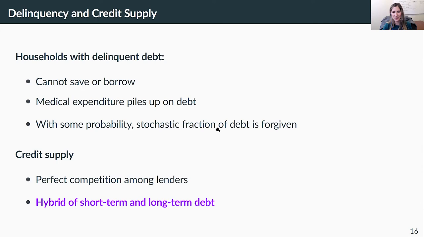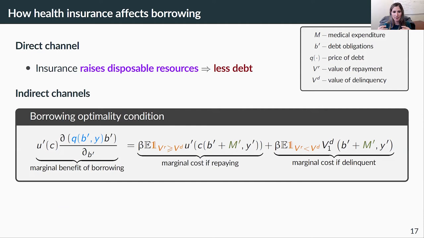Now, I want to zoom in on the household's borrowing decision to see the different channels at play. When we simulate the expansion of insurance in this model, it's going to raise households' disposable resources in these bad states of the world. And to the extent that households were using debt to cope with adverse shocks, now that they have these extra resources in their budgets in those bad states of the world, that most directly leads to less debt.